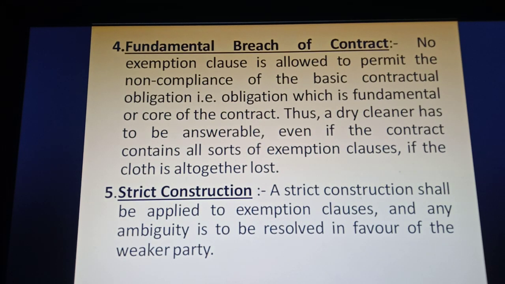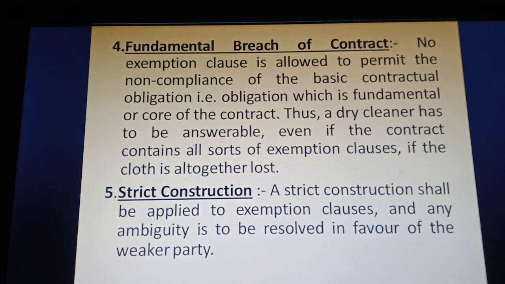And what is the meaning of an exemption clause? An exemption clause is a clause by which a person wants to escape from liability, stating that he will not be liable for these things. If such an exemption clause is given in the terms of the contract by which the very purpose of the contract is defeated, then that exemption clause will not be allowed. So no exemption clause is allowed to permit non-compliance of the basic contractual obligation.